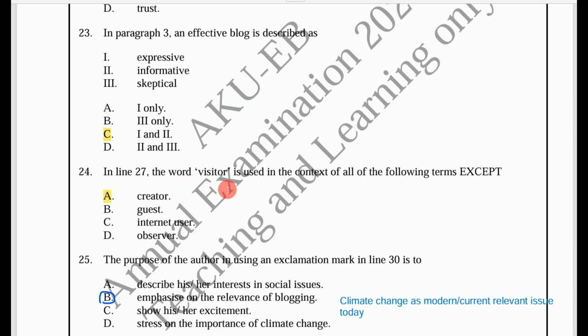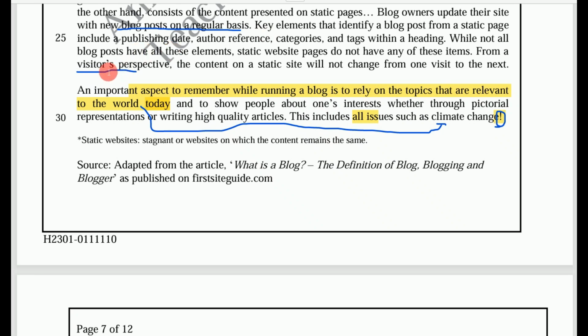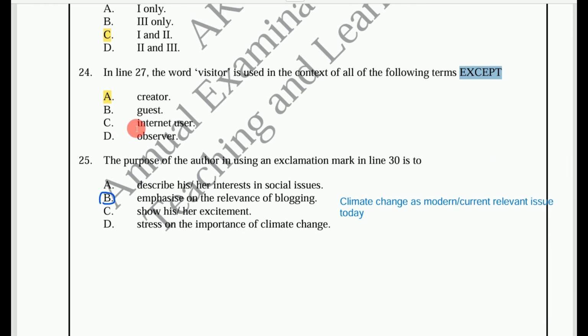In line 27, the word visitor is used in the context of all of the following except. Line 27 visitor, line 25, 26, 27. Generally you can also guess from visitor that a visitor is someone who is a guest, someone who views something. So from a visitor perspective, the content on a static site will not change. So a viewer is a guest. Yes, viewer is the guest. A viewer is the internet user. Yes, a viewer is the observer who observes things, reads things. So a viewer is not a creator, right?